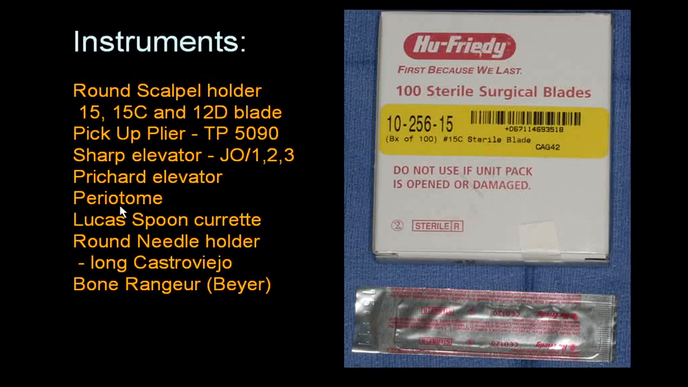Then I use a surgical spoon. It's called a Lucas spoon curette, just to be able to very effectively clean the sockets and also very effectively clean any bony defects of soft tissue or granulation tissue in there. And the last instrument which I would recommend, because we always need some bone in areas, is an effective bone wrangler. And this is the Bayer bone wrangler noted in the Khoury instruments.